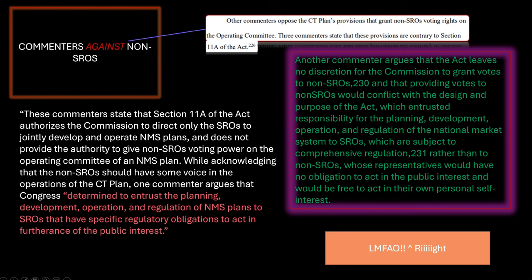Other commenters oppose the CT plan's provisions that grant non-SROs voting rights on the operating committee. Three commenters state that these provisions are contrary to Section 11A of the Act. These commenters state that Section 11A of the Act authorizes the Commission to direct only the SROs to jointly develop and operate NMS plans and does not provide the authority to give non-SROs voting power on the operating committee of an NMS plan. They're saying, you can't do that, SEC.